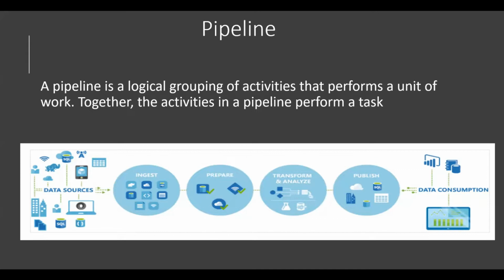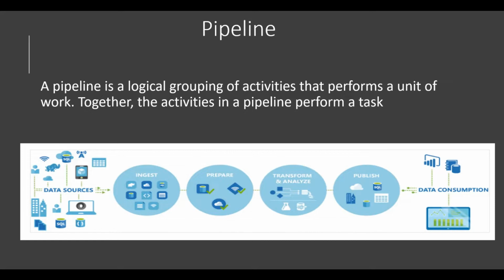In this video, we are going to talk about pipeline in Azure Data Factory. So a pipeline is a logical grouping of activities that perform a unit of work together. The activities in a pipeline perform a task. So we can say pipeline is basically when you connect with any of the data source and then fetch the data from the data set and then prepare and transform using activities and then publish the data. So this whole process is called pipeline. So it is basically a logical grouping of activities.